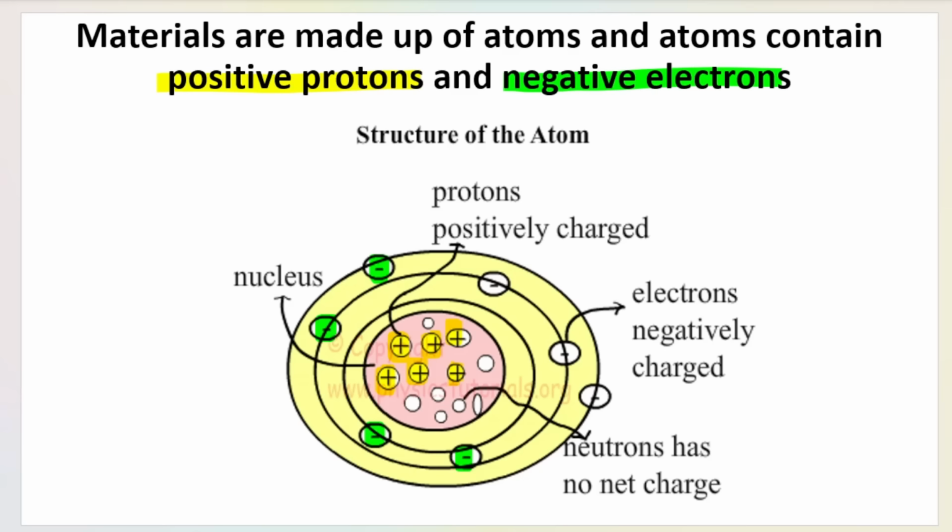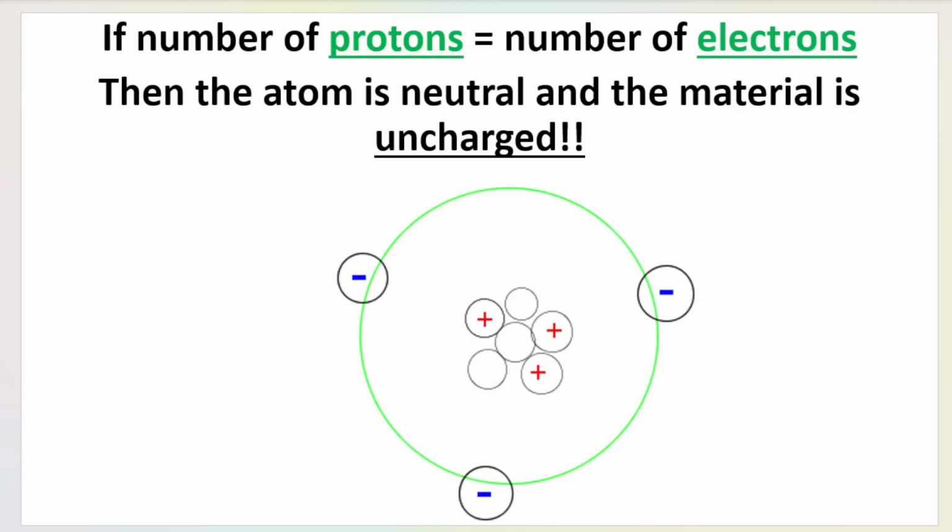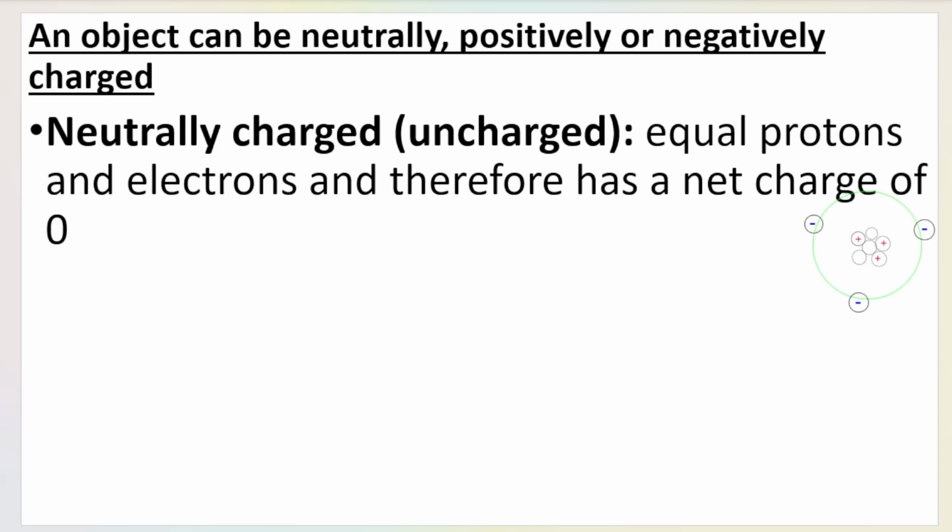What you need to know, and this should make sense, protons are positive, electrons are negative. If the number of protons equal the number of electrons, the atom is neutral and the material is uncharged. So the charge is 0 coulombs. Like in this case, 1, 2, 3 protons, 1, 2, 3 electrons, 0 coulombs, neutral charge. And that's what this says over here. If you are neutrally charged or uncharged, it means you have an equal number of protons and electrons. The net charge is 0. They often ask you to describe what it means to be neutrally charged or uncharged, and that is what you will say.